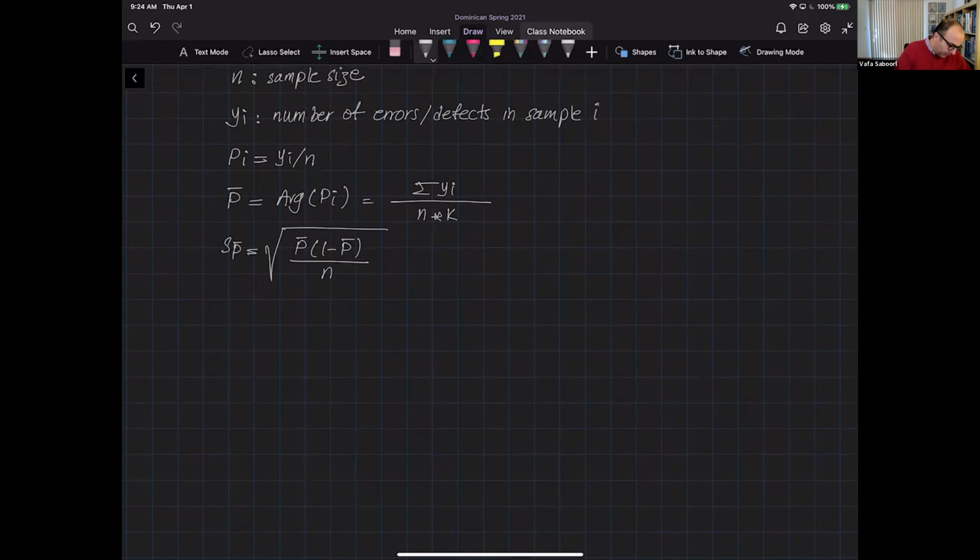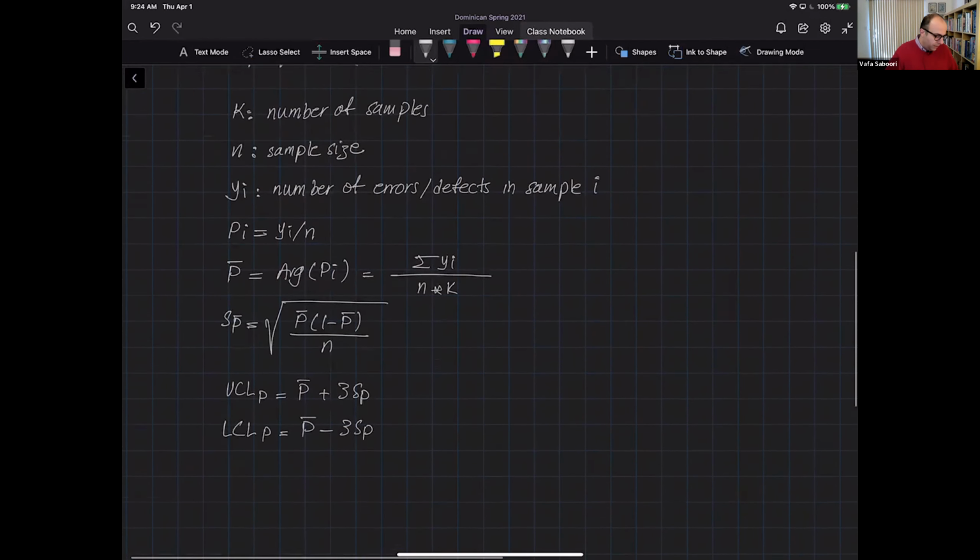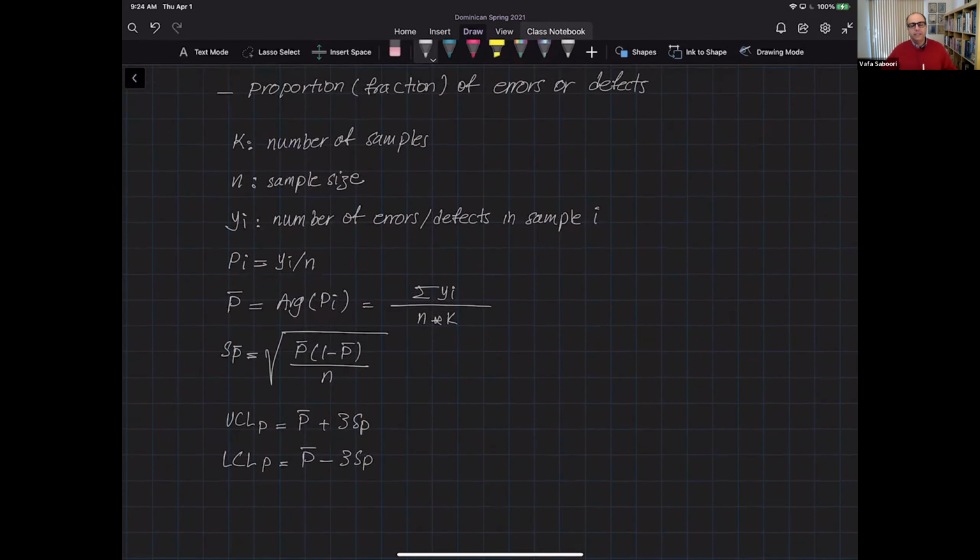That's the formula. And then again, as I mentioned, my UCL p would be equal to p bar plus 3 times s sub p, and my LCL p would be equal to p bar minus 3 times s sub p. So this is all the formula that I need for calculating UCL, LCL, and the p bar itself, and to build the P chart. Any questions so far? Are we good on all these formulas that we talked about?